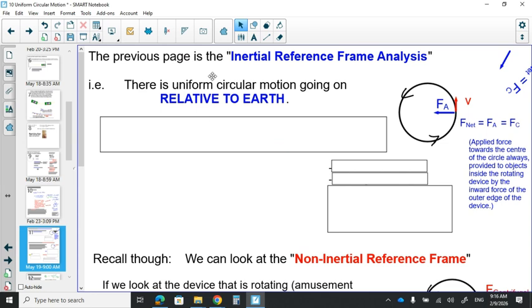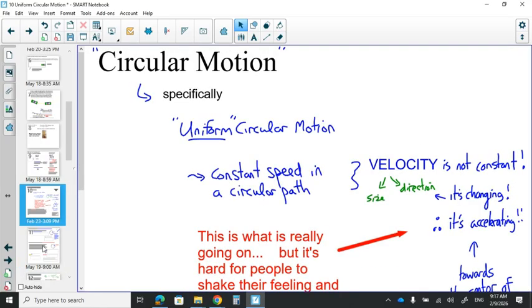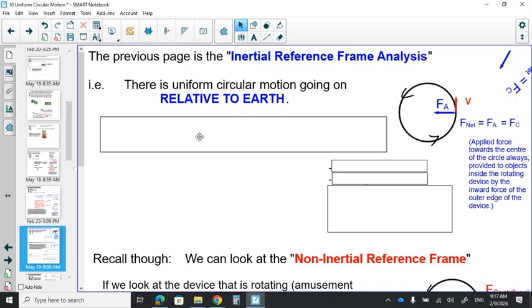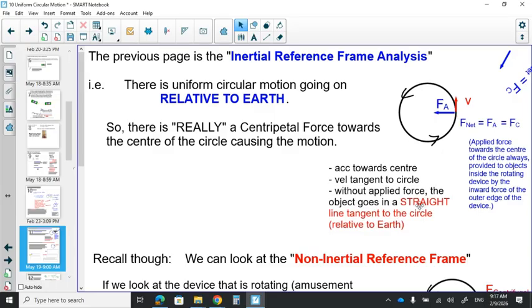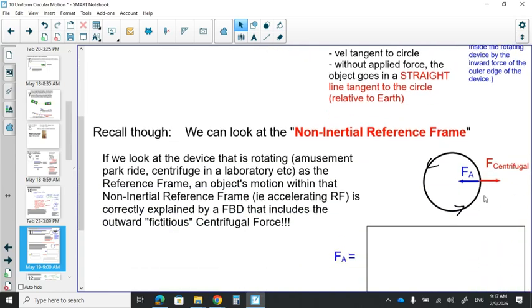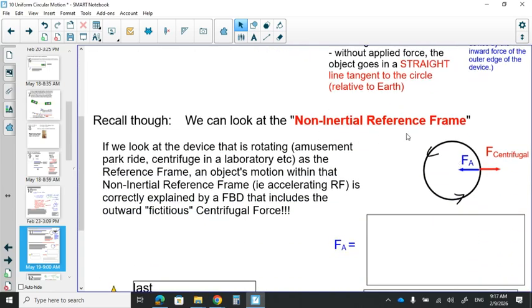So the previous page is the inertial frame, reference frame analysis, right? This now we can look at. So this is when uniform circular motion is happening relative to Earth. And so we have this scenario here, right, where you've got this centripetal force that acts towards the center, the acceleration is towards the center, your velocity is tangent to the circle. Without an applied force, the object is going to go in a straight line, and so on. All this stuff. We can talk about a non-inertial reference frame.